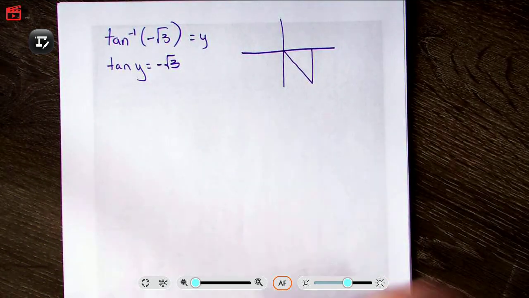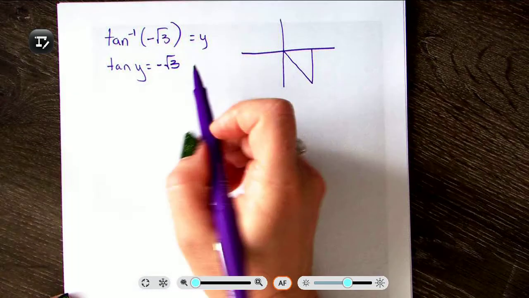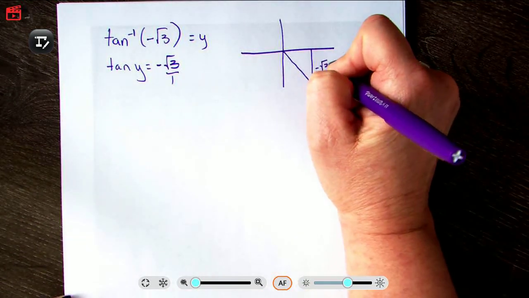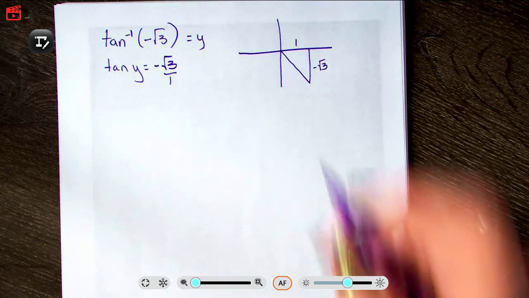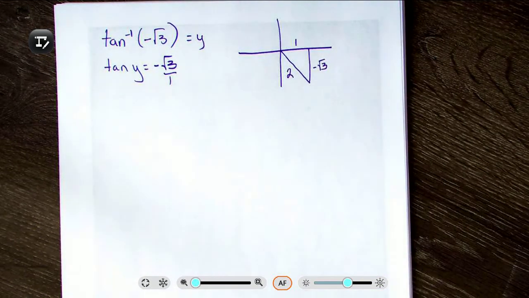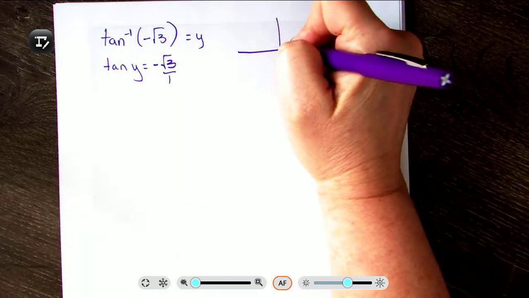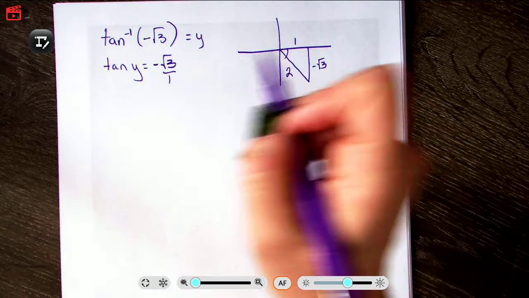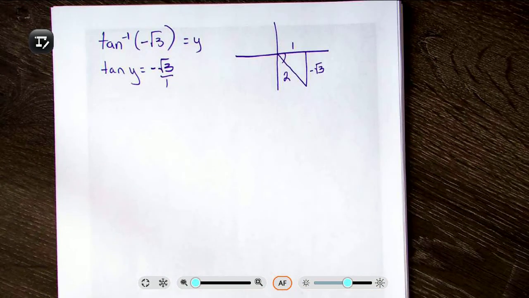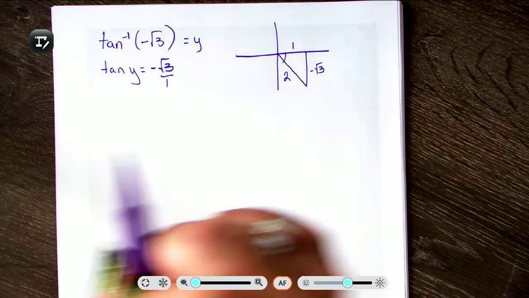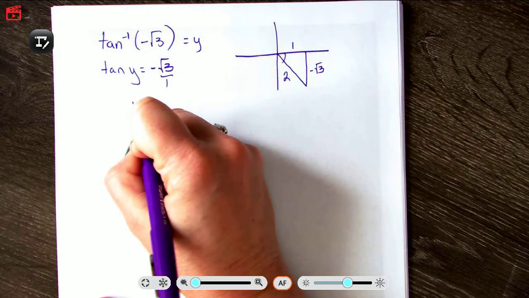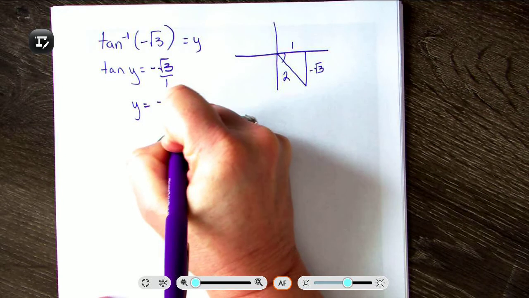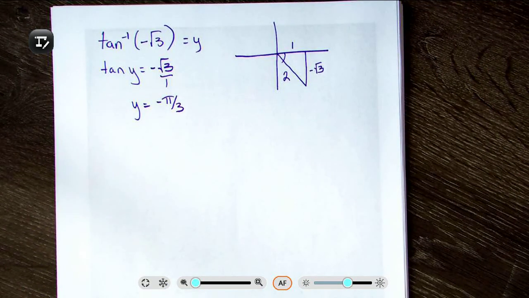Tangent is opposite over adjacent, so I'm going to need to write that as a fraction. Negative square root of 3 over 1. This is my favorite, 1, 2, square root of 3. Woohoo! This happens to be a 60-degree angle. I was hoping you guys could get it in that pause. 60 degrees, which is our pi over 3, but we're in that fourth quadrant in the negative direction, so we get negative pi over 3.